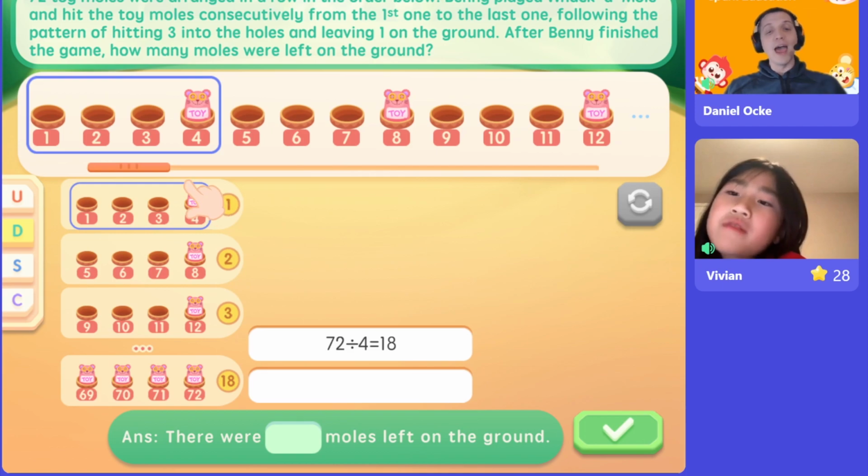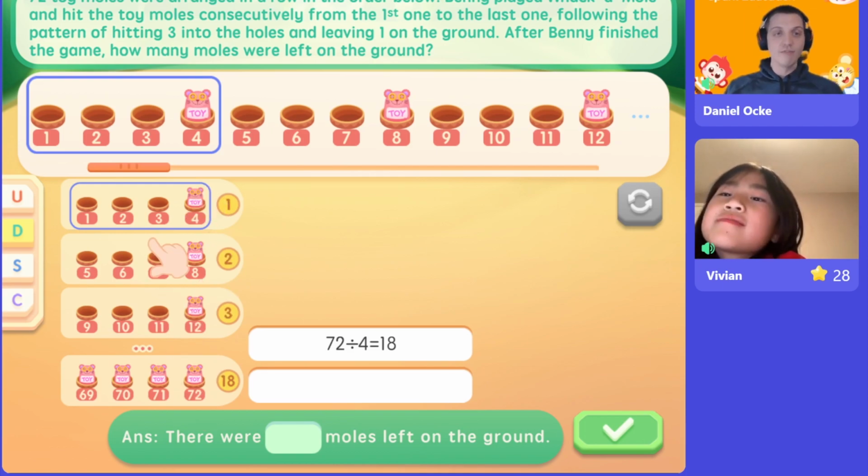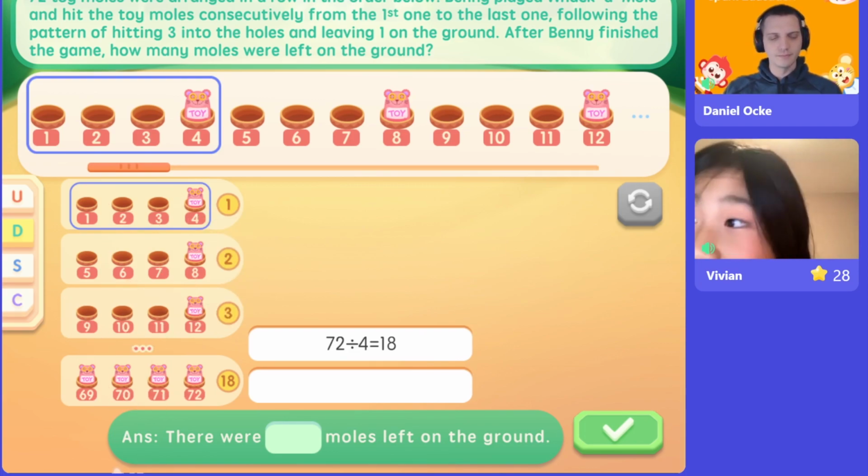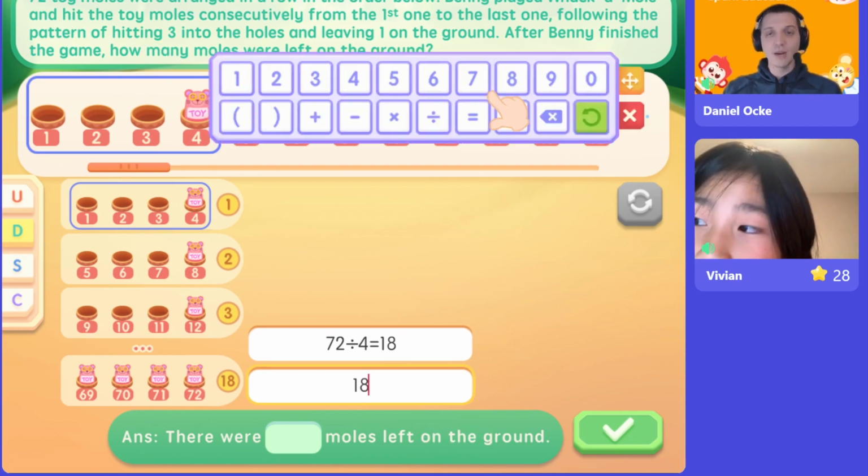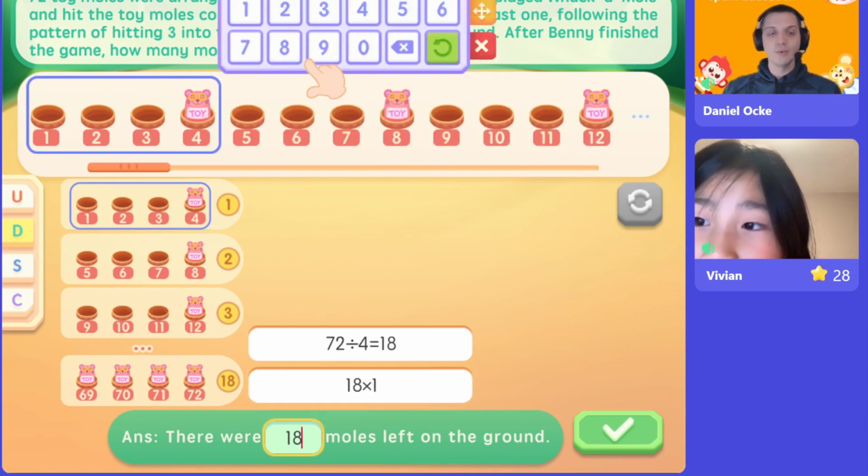Okay, so I have 18 groups of these, of the wholes plus the moles. So if I do 72 divided by 4, I'm going to get 18. Okay, in our groups, how many moles are standing up in each one of our groups? Yeah, 1. So if we have 18 groups and we have 1 mole in each one of our groups, we can just do 18 times 1, which gives us that final answer of 18.